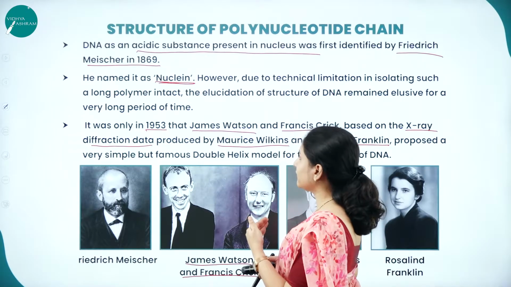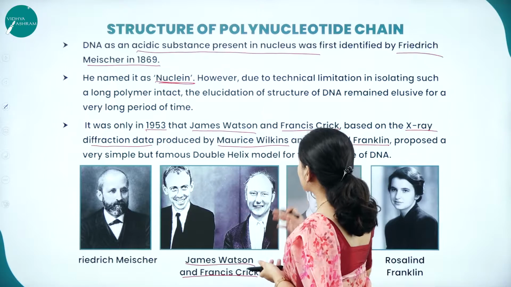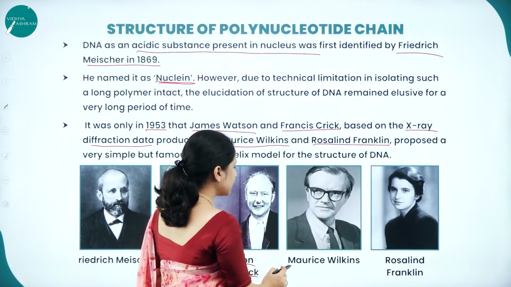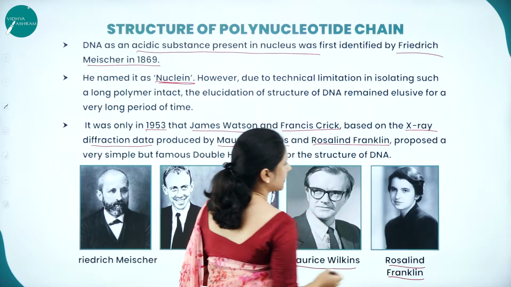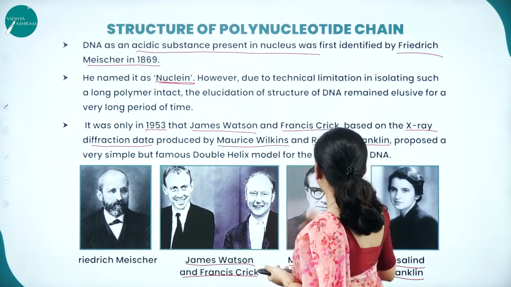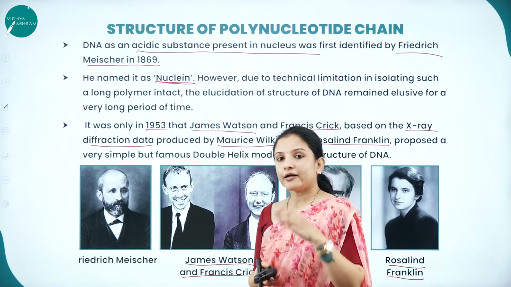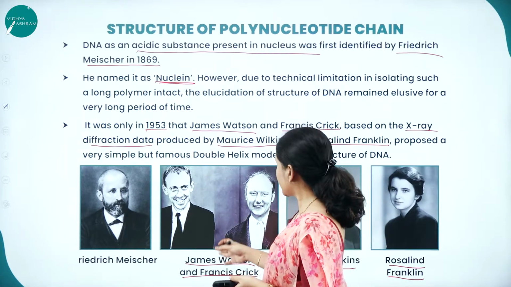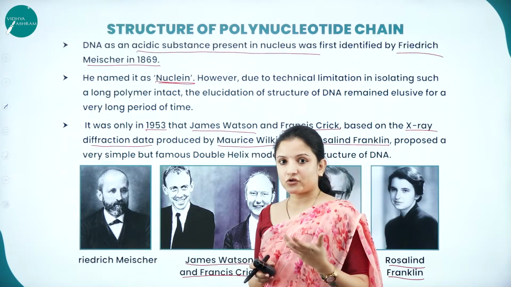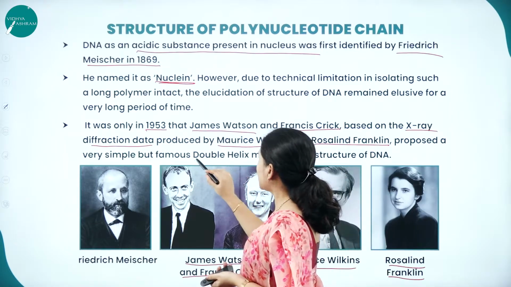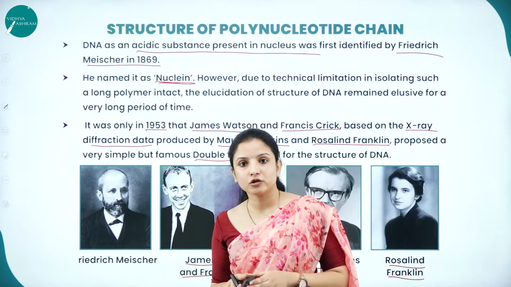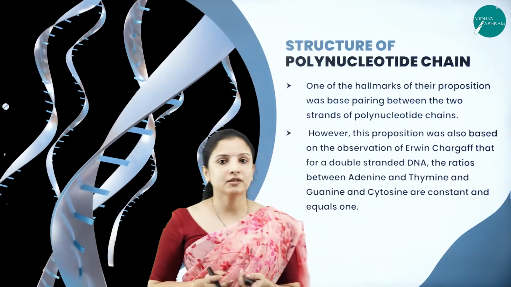So later on, in 1953, scientists Maurice Wilkins and Rosalind Franklin developed an instrument based on X-ray diffraction data, and using that X-ray diffraction data, James Watson and Francis Crick found out the actual structure of the DNA and said that DNA is a double helical structure. So Watson and Crick proposed the double helix model of the DNA. So let's study the double helix model.